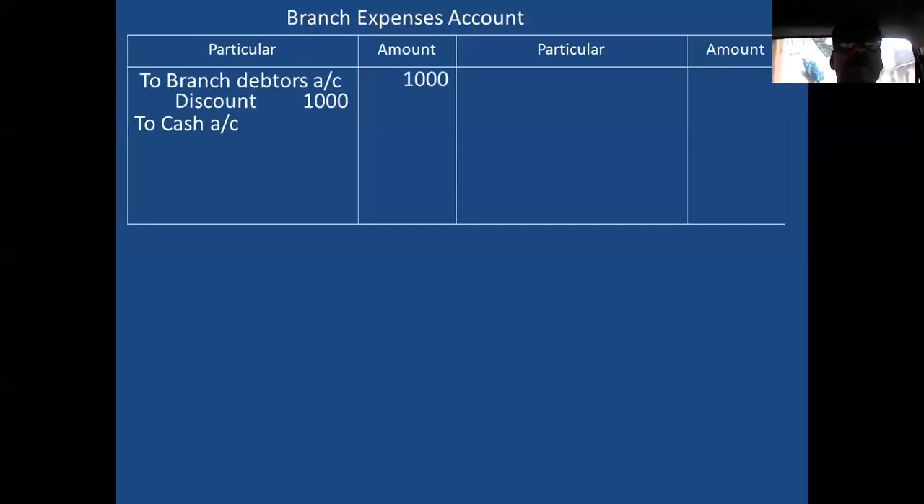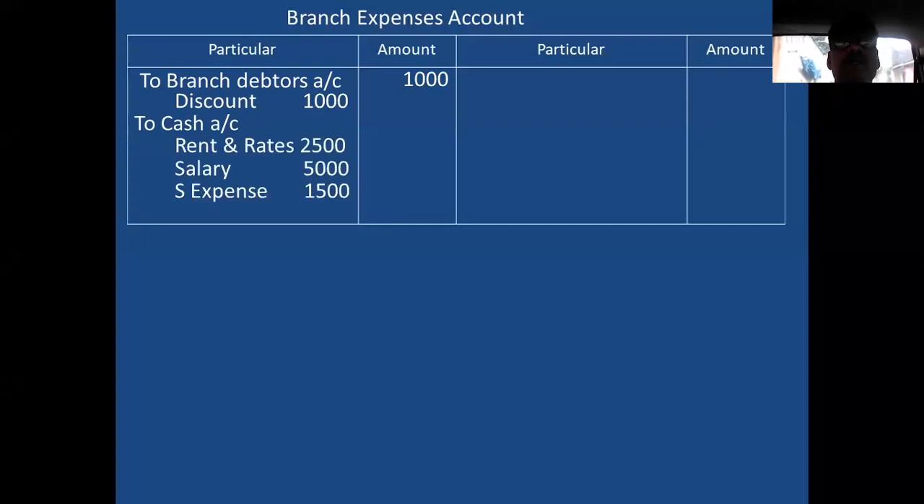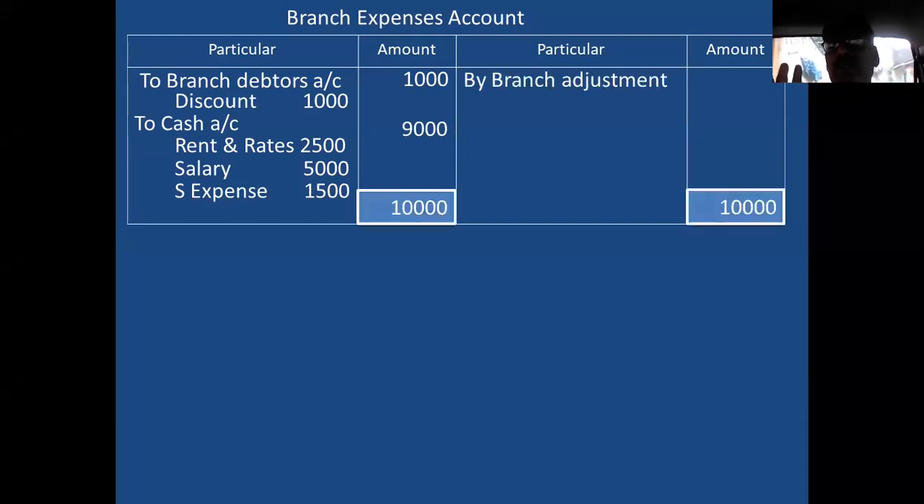Okay. The second item is cash. Under the cash, you record all the cash expenses. One is rent and rates, second is salary, third is sundry expense. The total of this is 9,000. Only two items you have to write. One is debtors head, another is the cash head. Close the account and transfer this balance to branch adjustment account. Whatever total comes, you transfer the total to the branch adjustment account. Okay. The total is 10,000.